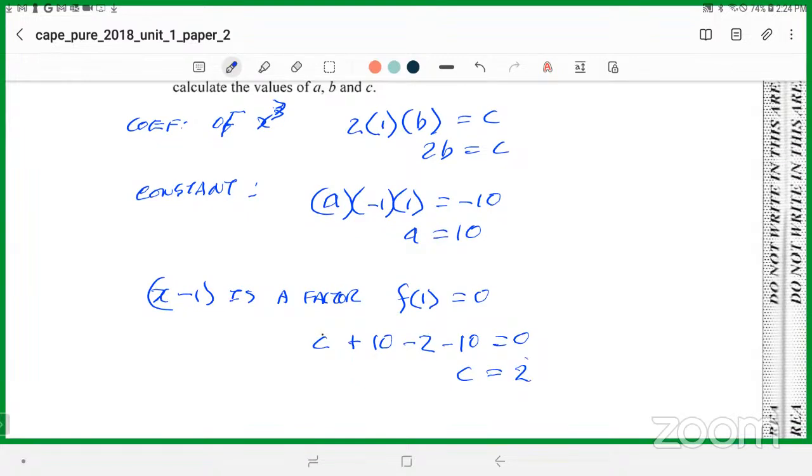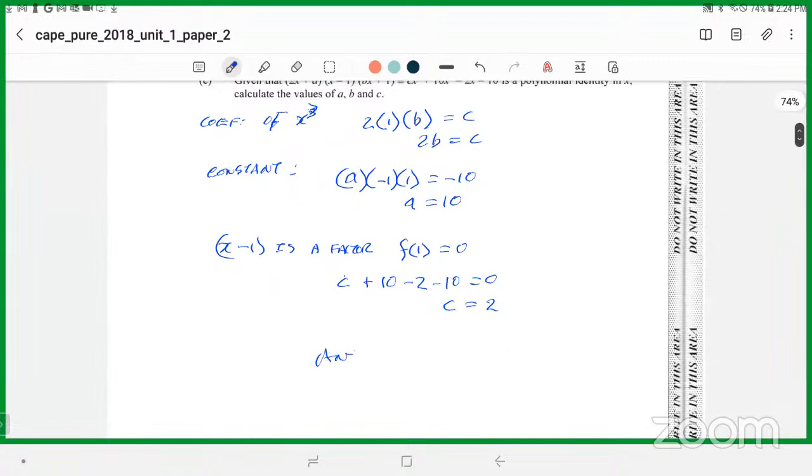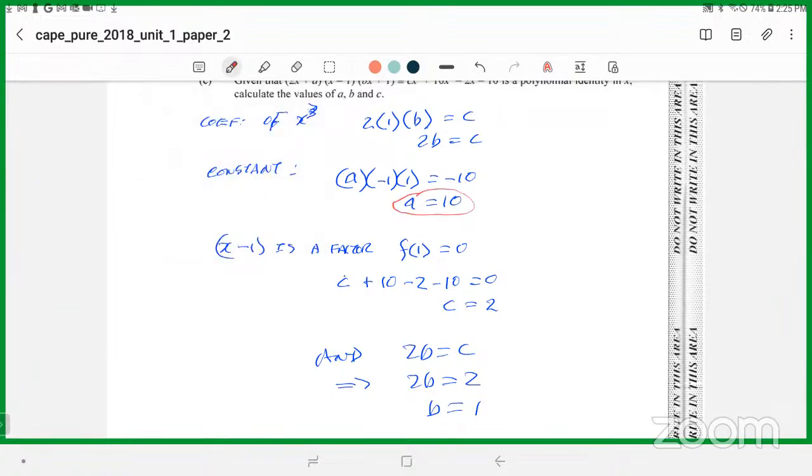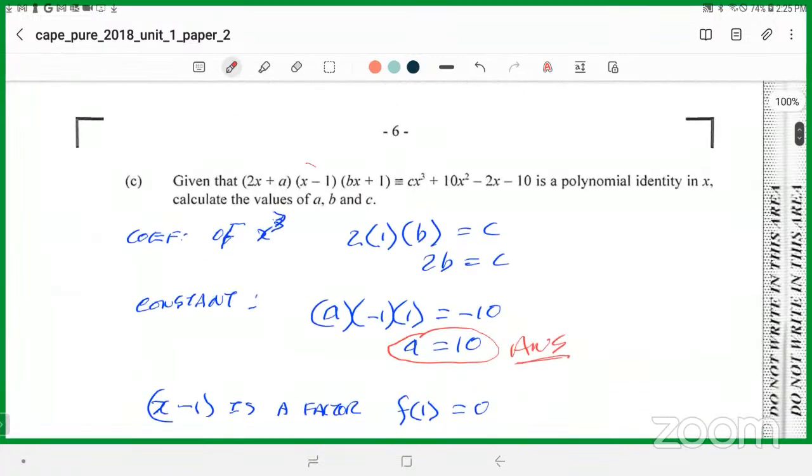And then if c equals 2, now you can know that b equals 1. So you can say c equals 2 and 2b equals c, which implies that 2b equals 2, which implies that b equals 1. And those are the answers quick and fast. So a complicated question is actually very easy. Those are your answers.